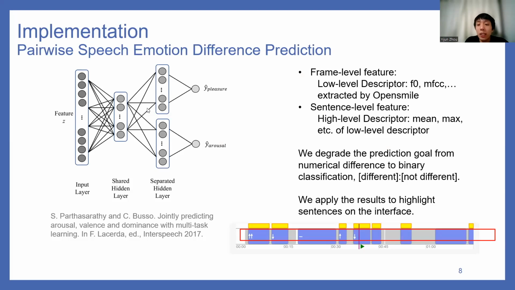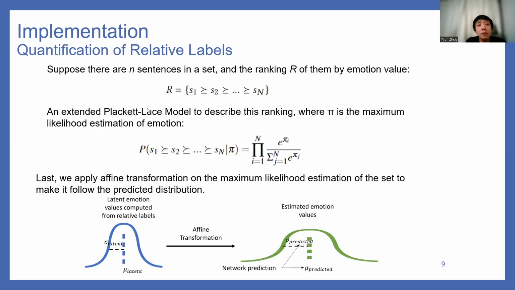We use features extracted by OpenSMILE for each frame, including fundamental frequency, MFCC, and others, and then calculate high-level descriptors for sentence-level features. Until now, we shared the same network structure and training process as the previous research, but we degrade the prediction goal here from numerical difference to binary classification, whether they are different or not different. We apply the results to highlight sentences on the interface, those yellow boxes.